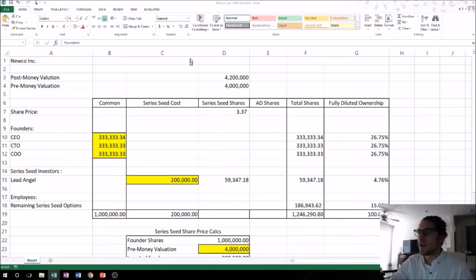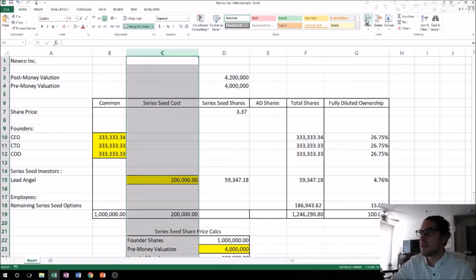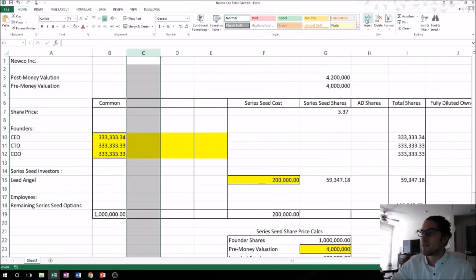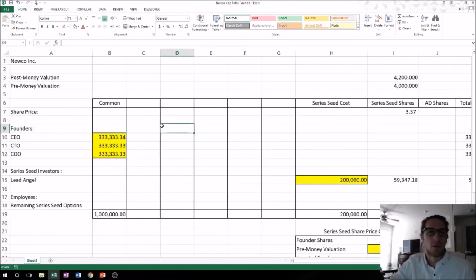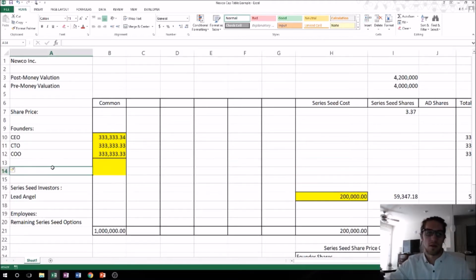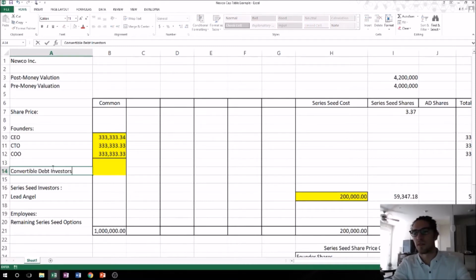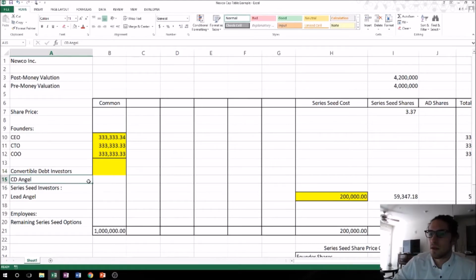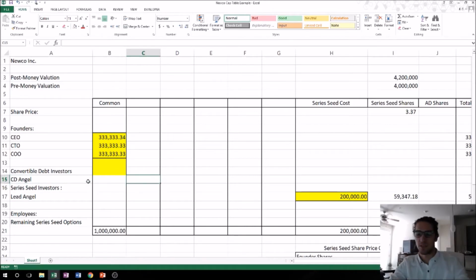We'll do that by going in here, say column C, and inserting about 5 new columns. We'll clear the borders in a minute. So, in order to do this, let's add a couple more rows here and type in convertible debt investors. And let's call this guy CD for convertible debt angel. And CD Angel comes over here and invests, let's say, doesn't matter, $100,000.